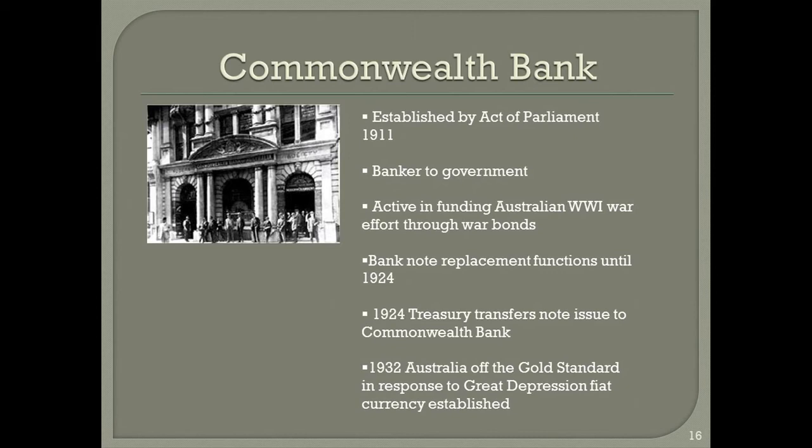The Commonwealth Bank also took over from private banks the note distribution functions, which was replacing old notes, privately or publicly issued, for new notes, and exchanging denominations and converting notes into gold. The actual issuing of paper money remained the province of the Treasury until 1924, when this function also was handed to the Commonwealth Bank. In 1932, the gold standard was ceased, and the notes issued by the Commonwealth Bank were no longer backed by gold, yet remained legal tender.